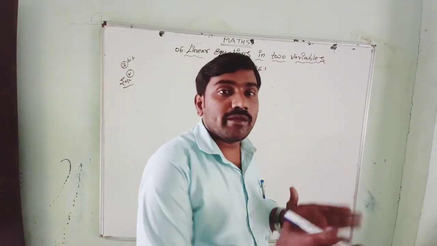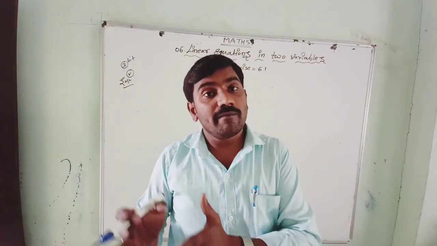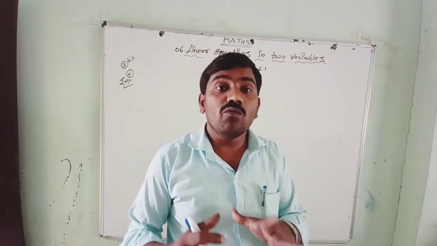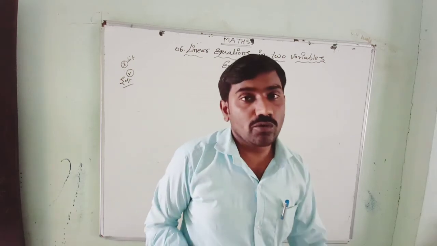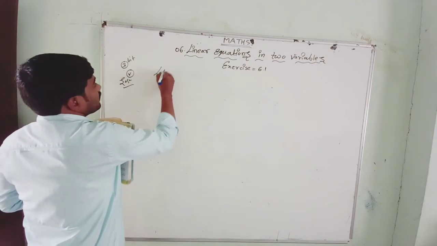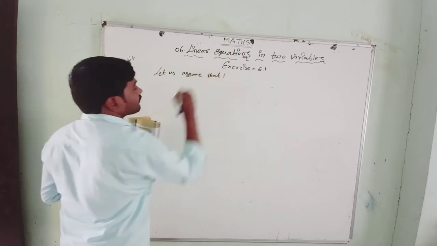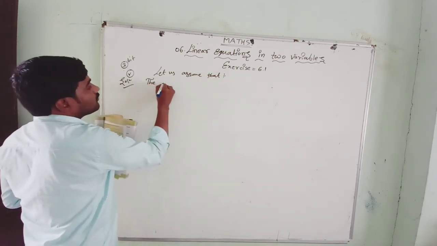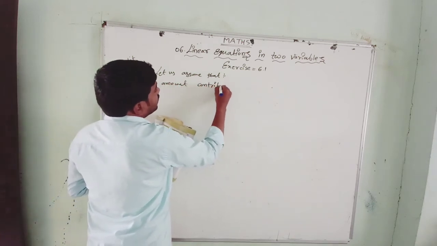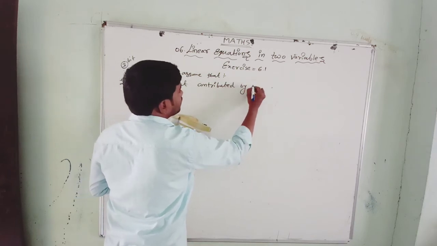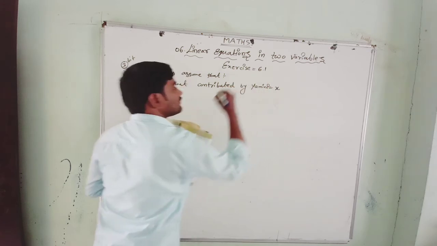Maybe Yamini paid 1 rupee and Fatima paid 199 rupees. Maybe Yamini paid 50 rupees and Fatima paid 150 rupees. We don't know what exact amount they contributed, but the total amount contributed by these two people is 200 rupees. So let us assume that the amount contributed by Yamini is equal to rupees x.